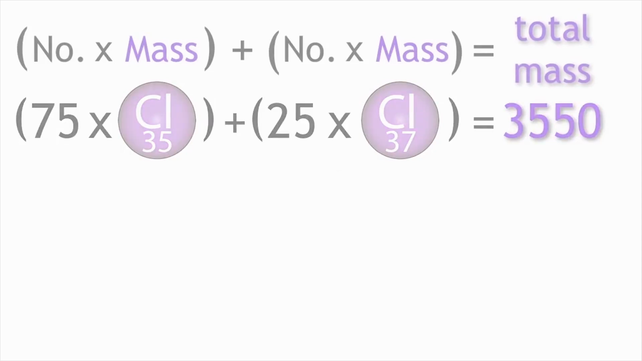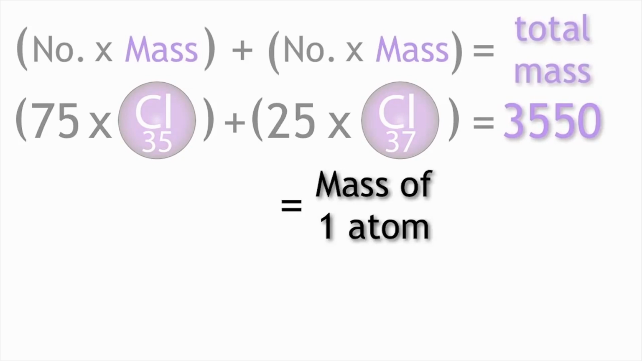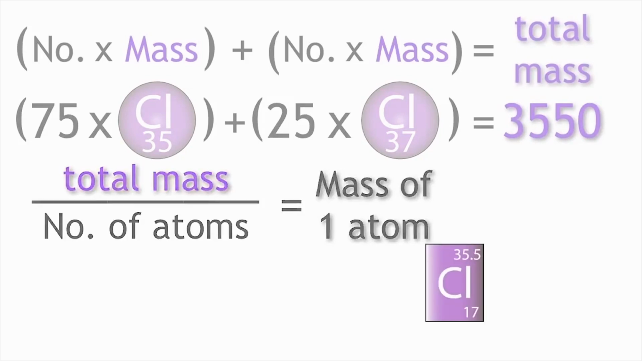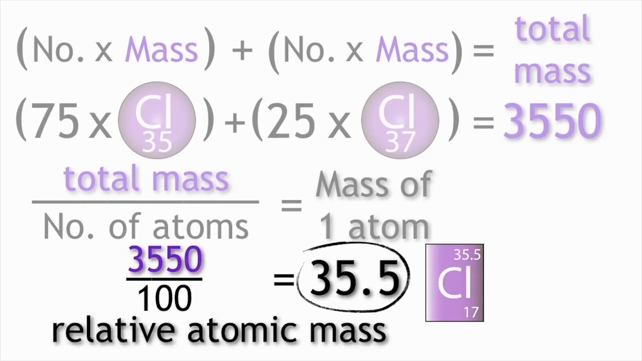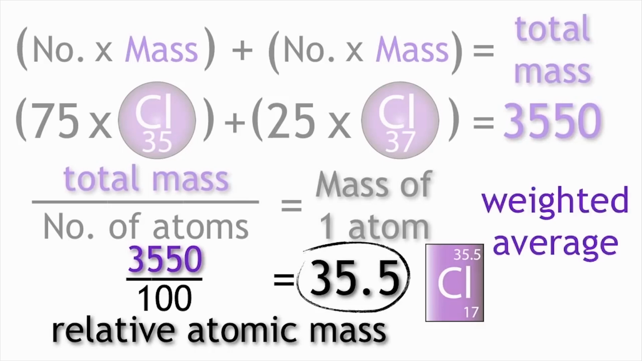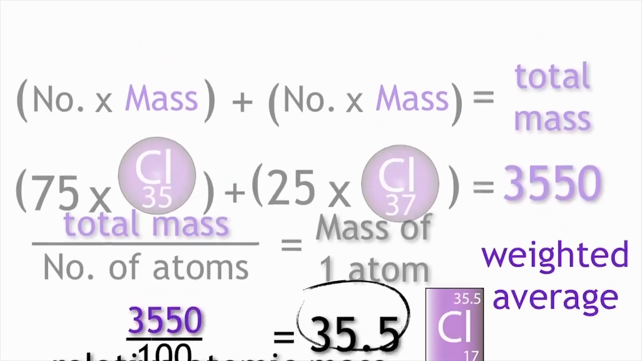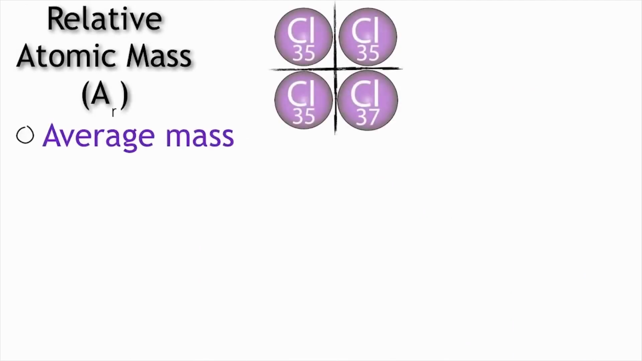3,550. The mass of one atom will be the mass of the total number of atoms divided by the number of atoms. So, the mass of one atom of chlorine would be 3,550 divided by 100, which gives us 35.5. So, the relative atomic mass has a value closer to 35 because there are more atoms of chlorine-35 than chlorine-37. It is a weighted average.